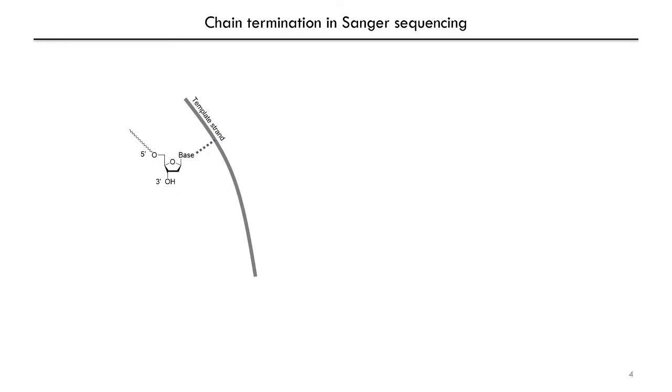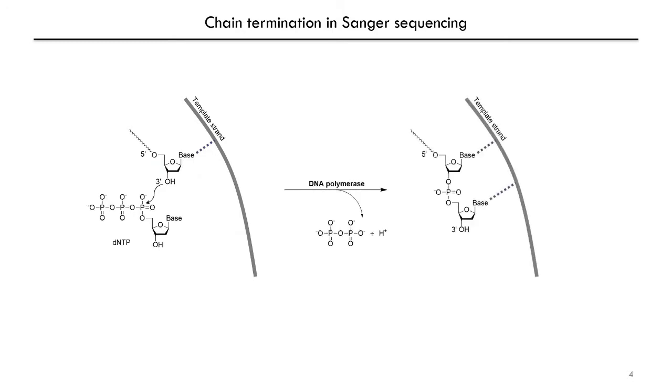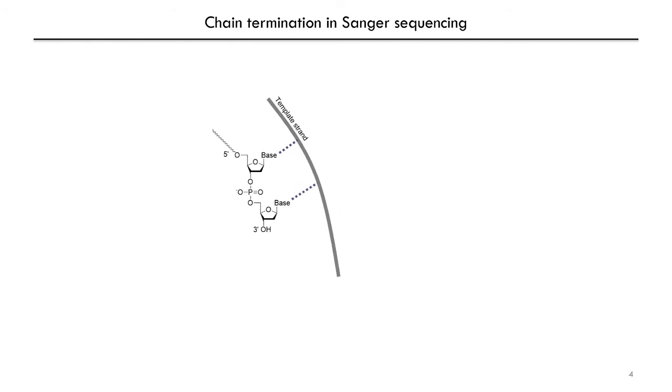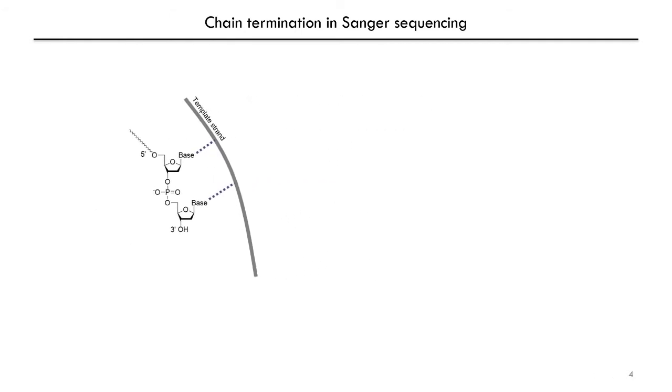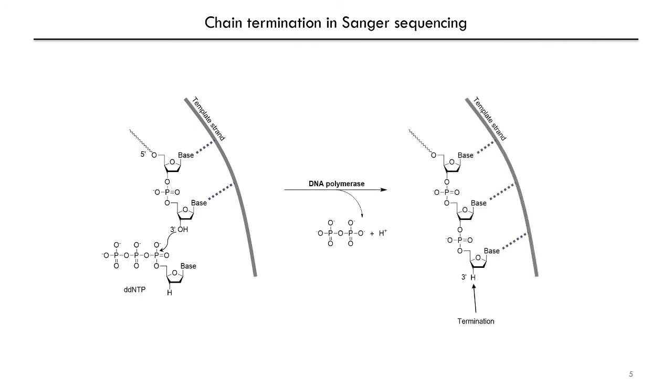To visualize this again, in normal DNA replication, DNA polymerase uses dNTPs to add nucleotides, giving an extended strand that has a 3' OH to which another nucleotide will be added. When you have addition from a dideoxynucleoside triphosphate, a ddNTP, missing its 3' OH, there is nothing to attach the next nucleotide to, so the chain gets terminated.